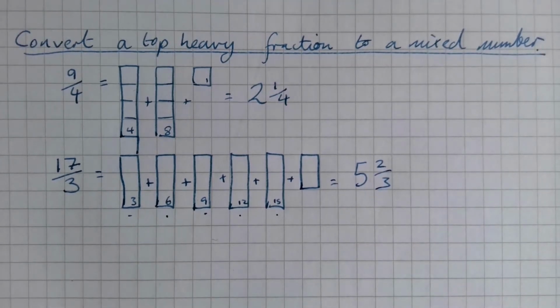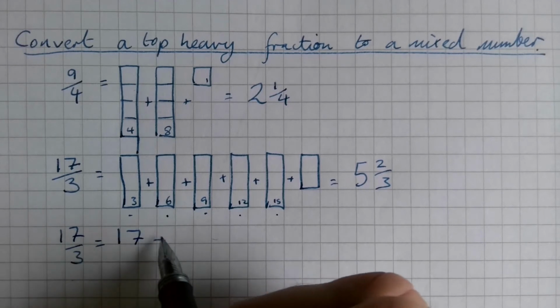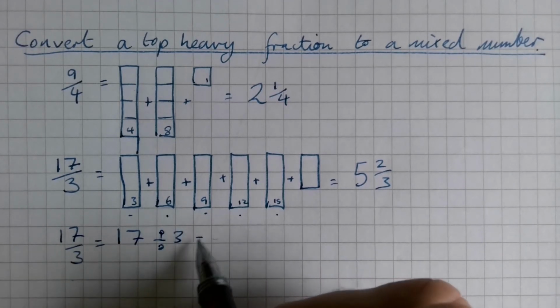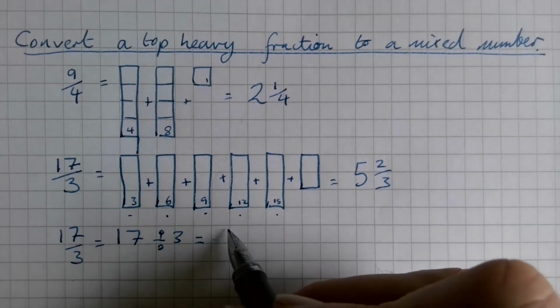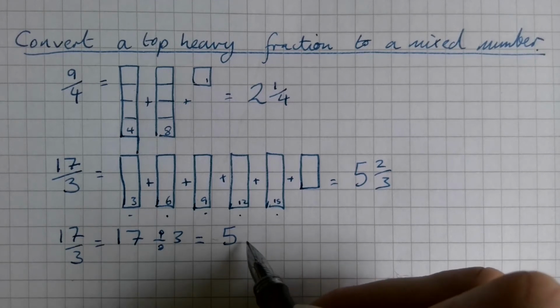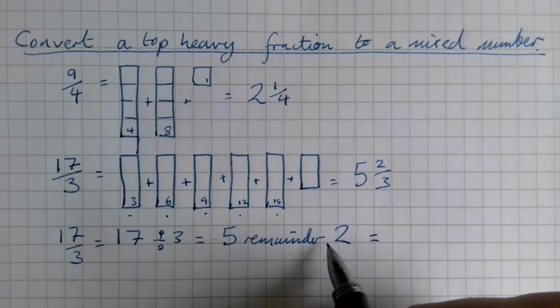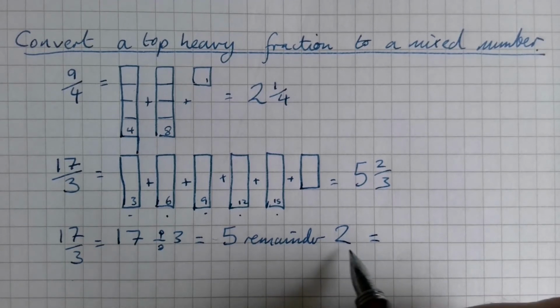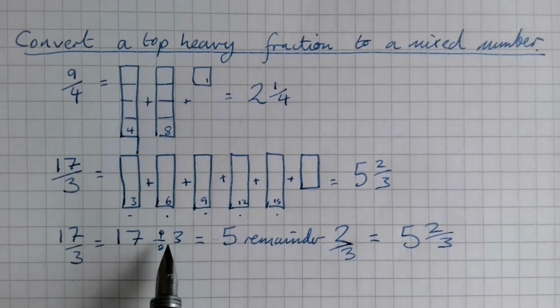So is there another quicker way you can do this? You can, because 17 over 3 means 17 divided by 3. And if you go through your 3 times table, 3 goes into 17 5 times, remainder 2. And it's that remainder 2 that still needs to be divided by 3. So that's why it's 5 and 2/3. So it's up to you. You can use that method or you can use this method.